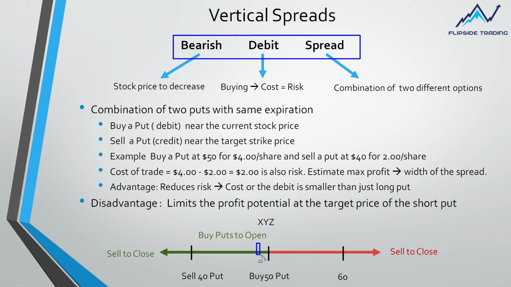We're going to buy this 50 put for $4. We expect the target price to be 40. We're going to sell that put for $2 a share. The cost of the trade is the cost of buying the put, $4, minus the premium we take in from selling the put, $2. So $2 is our risk. Max profit with the trade, $10.